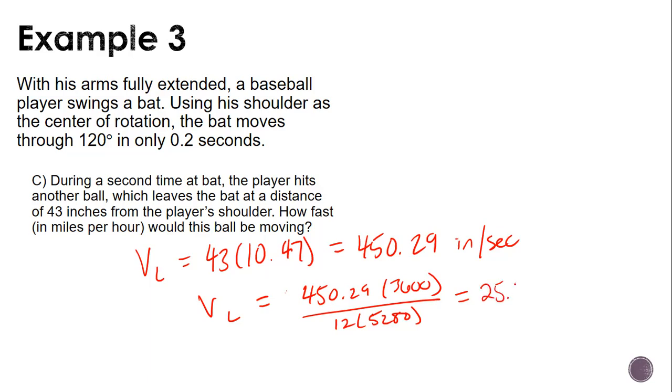25.58. 5.8, can I put 6? Yeah. Miles per hour. No, you're a 5-8 like me. Oh, my bad.